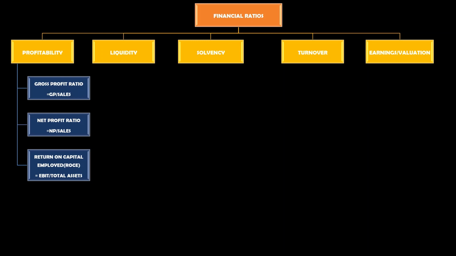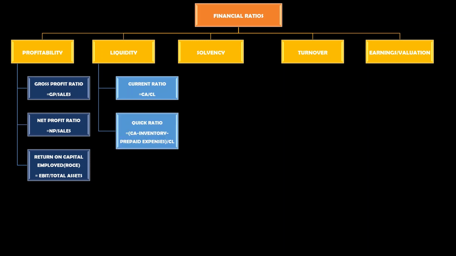Liquidity refers to the ability of a firm to meet its obligations in the short run, usually 1 year. Liquidity ratios are generally based on the relationship between current assets and current liabilities. The important liquidity ratios are current ratio and quick ratio, also known as asset test ratio. Current ratio is a very popular liquidity ratio. The current ratio is defined as current assets upon current liabilities.